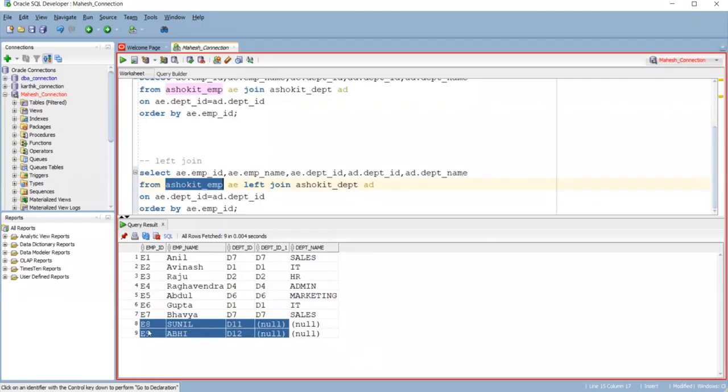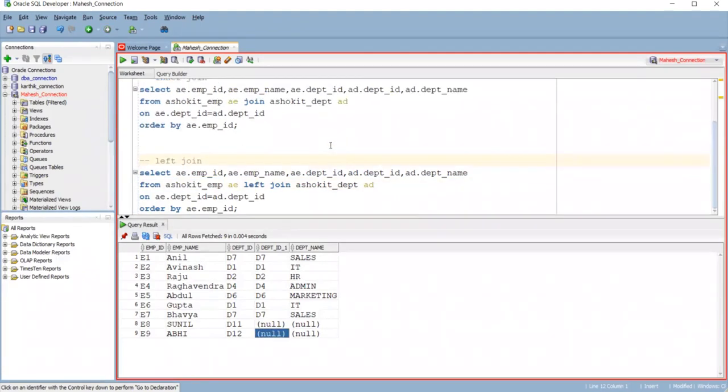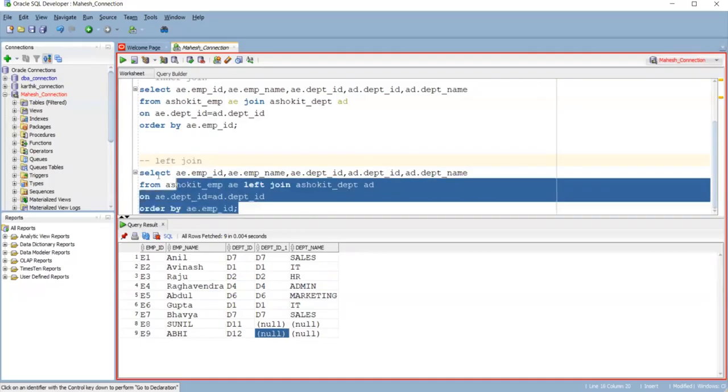Okay, unmatched records are nothing but E8 and E9, which don't match the join condition. If the join condition is not matched, the right hand side column values become null. Clear, everyone? Display all the employees and their department means definitely I need to apply a left join to get all the employees. Clear, sir, everyone?